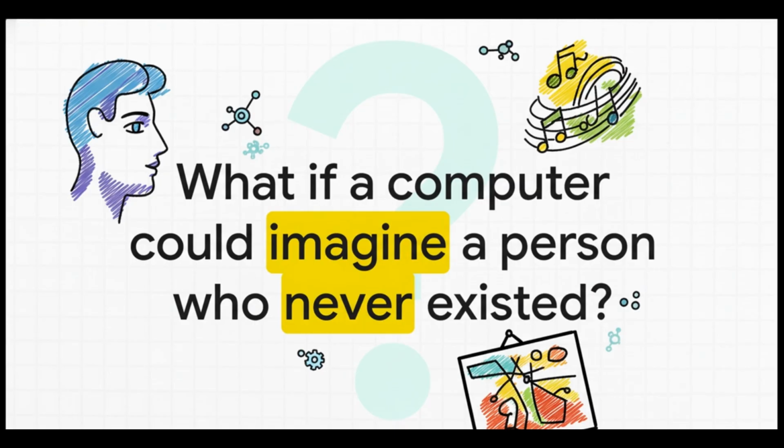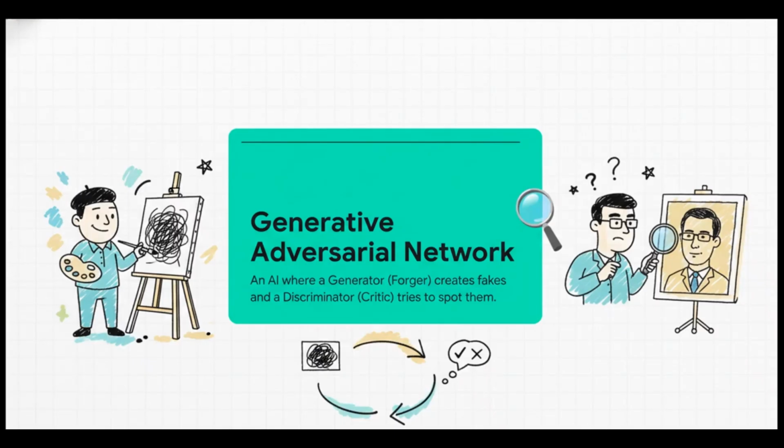What if a computer could just invent a face, or a painting, or a piece of music that's totally new? It sounds like something straight out of a sci-fi movie, right? But it's very, very real, and the technology behind it is called a Generative Adversarial Network, or a GAN for short. So how does this magic trick work?